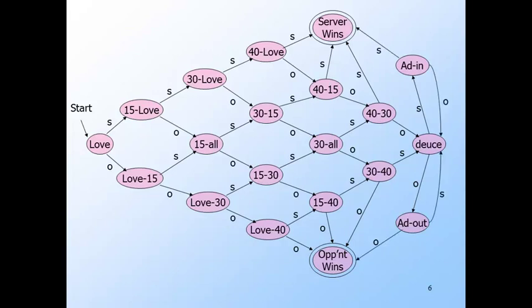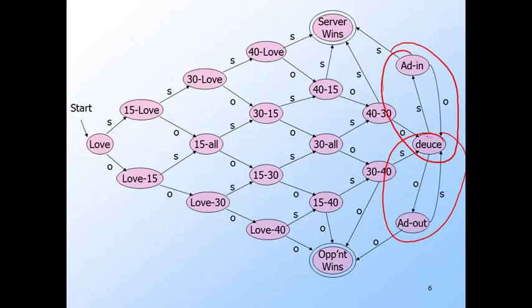Then in state add-in, if the server wins the next point, they win the game. But if the opponent wins, you're back to deuce. Likewise, from add-out, a server win puts you back in deuce, but an opponent win gives the opponent the game. We can now look at the entire transition diagram for the finite automaton. While most of it just allows flow away from the start state, the loops involving deuce, add in, and add out, that is, these, they allow for cycles and for an infinite number of possible strings of S's and O's to lead to one of the final states.